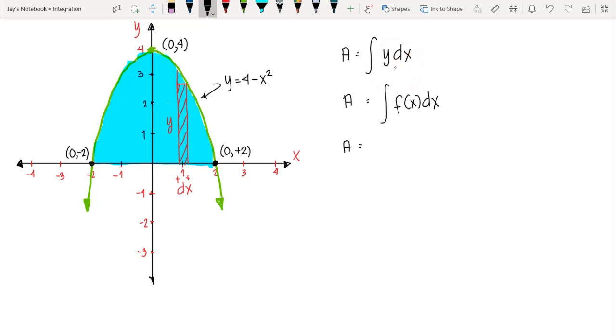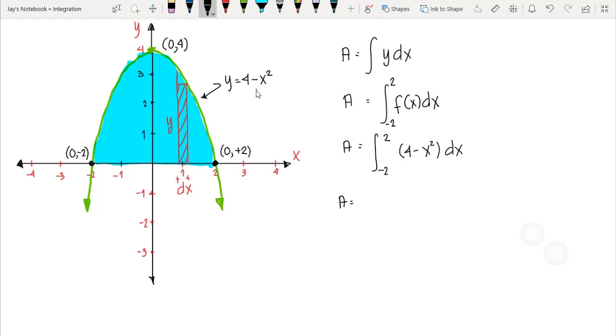And in this case, our limit, since our area is from this point up to this point, we have our limit from negative 2 to 2. From negative 2 to 2, so this is a definite integral. And our dx here varies from negative 2 to 2. Now, our function of x here, that is our y, is equal to 4 minus x squared, correct? So therefore, we substitute the function of x here as 4 minus x squared, 4 minus x squared dx.